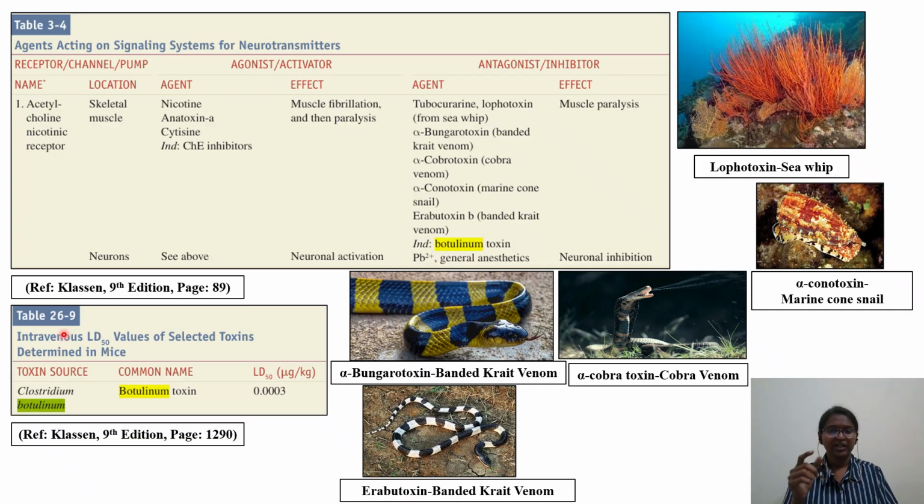to oral route. In that list, 10 to 12 chemicals will be there. The most potent one will be botulinum toxin, where the LD50 value by oral route is 0.00001 mg per kg. But with respect to the intravenous route in mice, the LD50 is 0.003 microgram per kg. So this is another important piece of information that you can read about botulinum toxin on page number 1290.